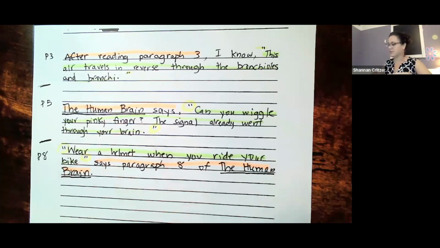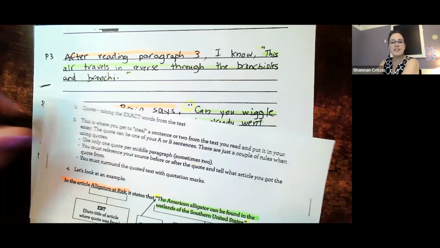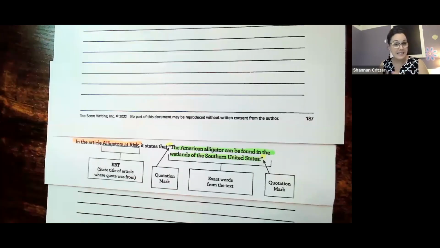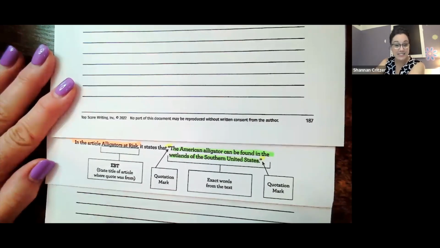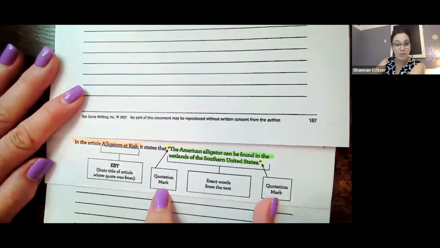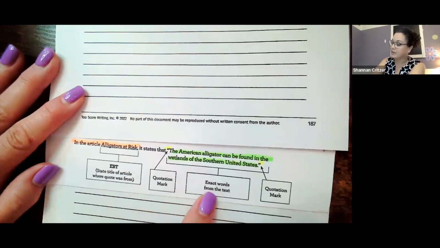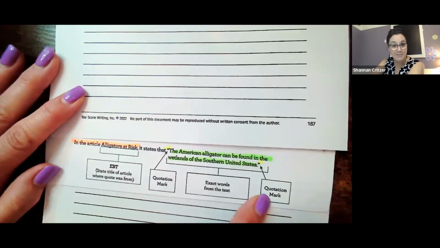Okay, let's go over this one more time, and then we will be done for the day. The things that we need to include to make sure that we have a complete quote built into our essay are our evidence-based terminology, where we found the information from, then quotation marks around what you found in the text. So I have it here before my sentence starts. Then I have the exact words from the text: The American alligator can be found in the wetlands of the southern United States. Then I close my quote with a quotation mark.